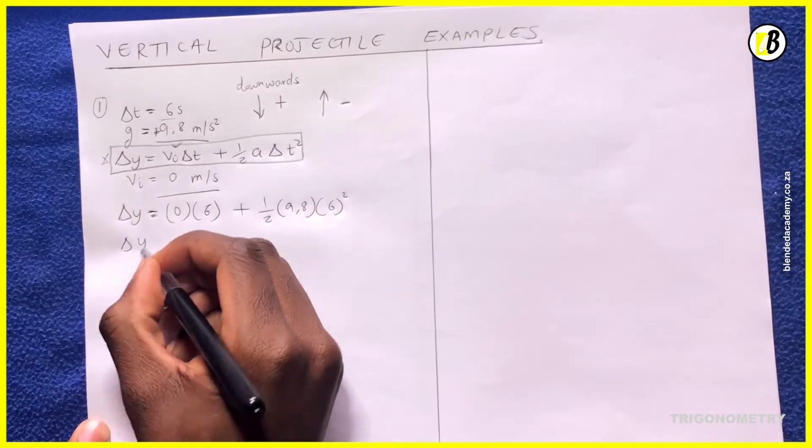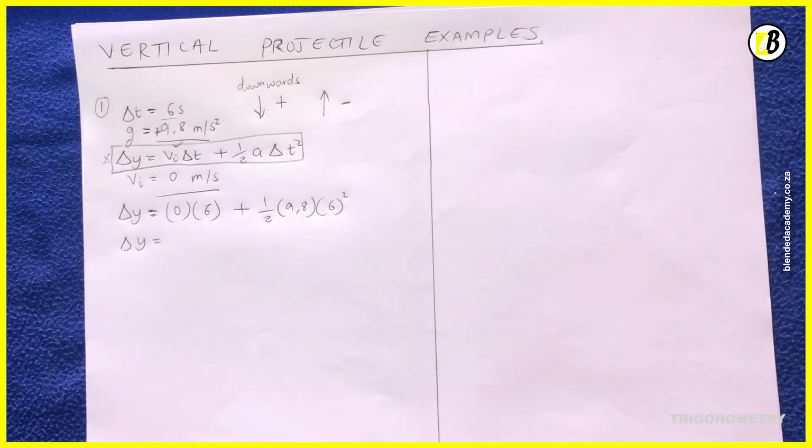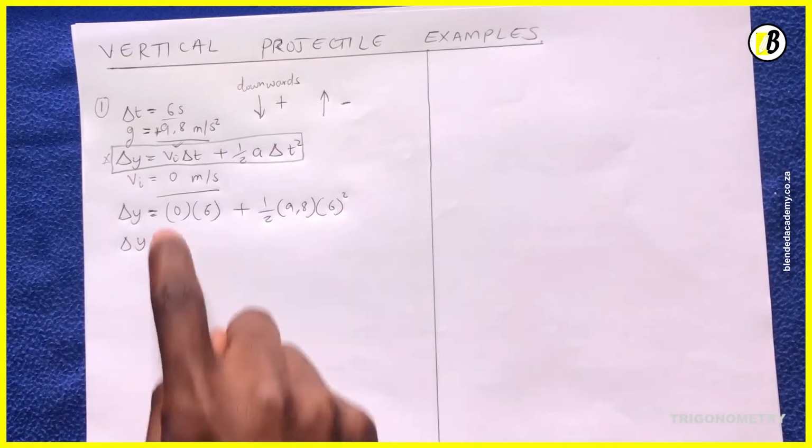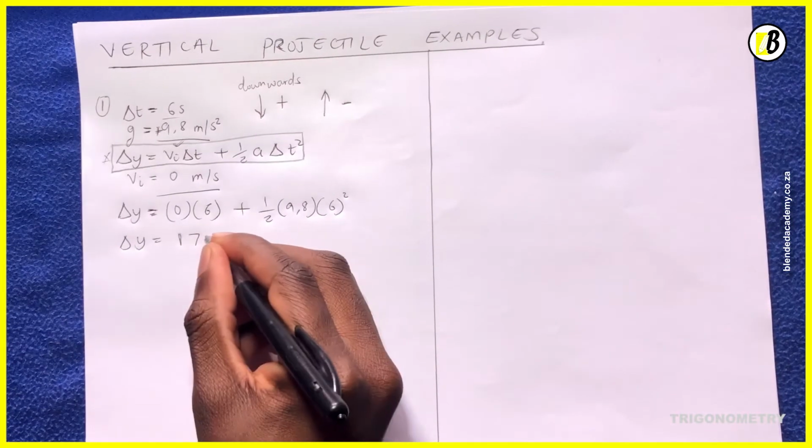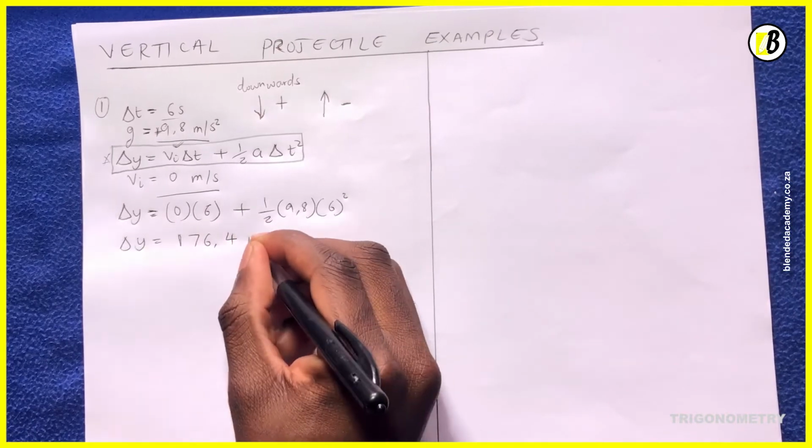From there, you just need to use a calculator and calculate this change in height. You know that 0 multiplied by 6 is 0. So we just need to work with the remainder of that equation, which is half multiplied by 9.8 multiplied by 6 squared. So now we're going to get 176.4 meters.